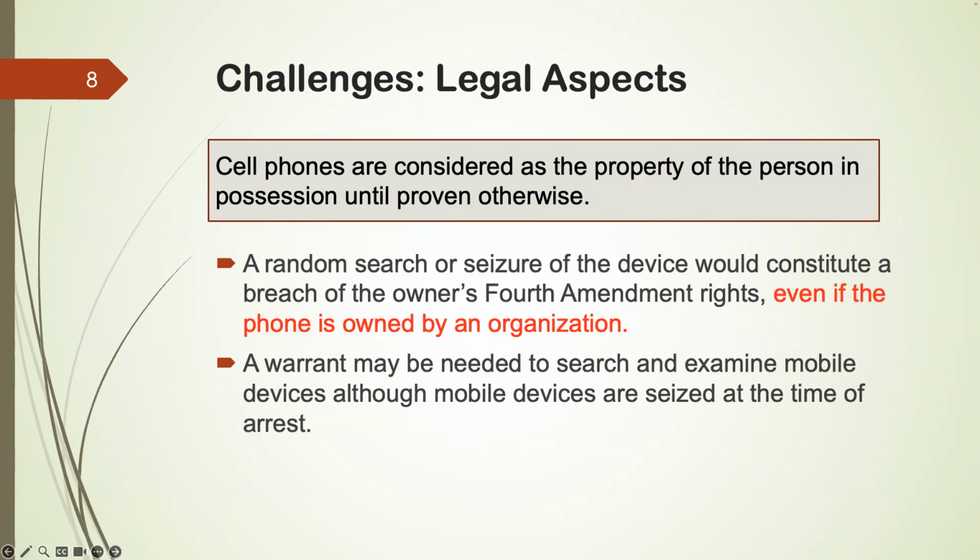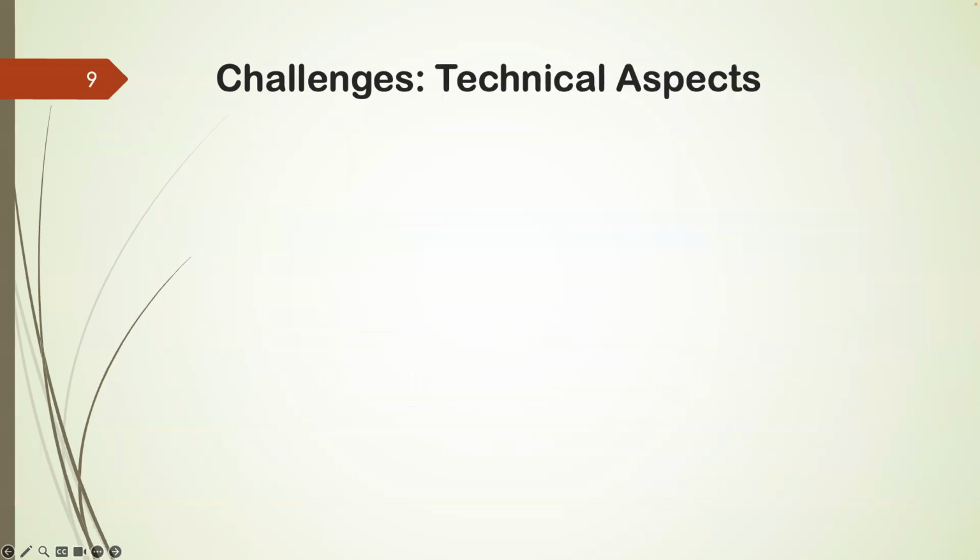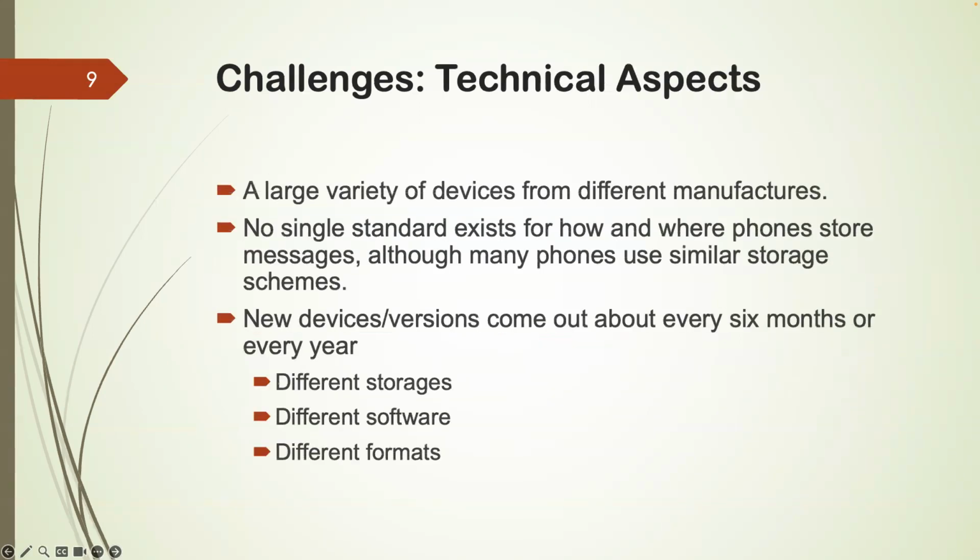So whenever police officers or law enforcement agencies acquire the phone, they write it off as a forensic artifact, or you can say a piece of evidence. But in order to go through it and get some information out of it, they would need to get a proper warrant from a court, and after that they can start exploring the phone to get some information out of it. So legal challenges are covered.